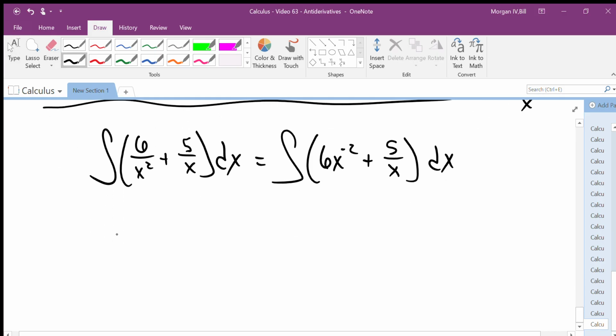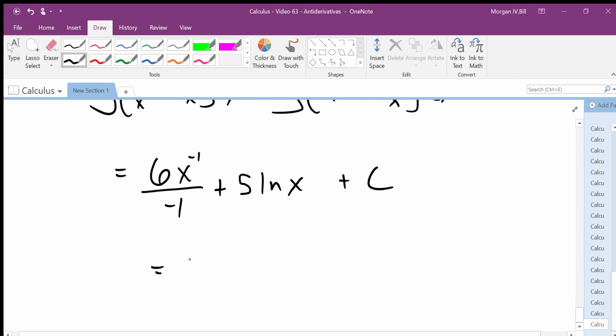Okay, on the first one we can do power rule. We take the 6, we add 1 to the exponent, and that's -1. We divide by our new exponent. But we can't do power rule on the 5 over x, so we just get 5 natural log of x, and then the plus c.